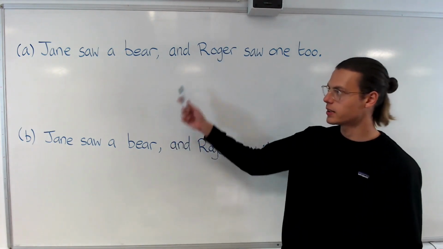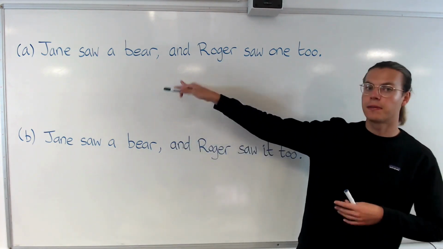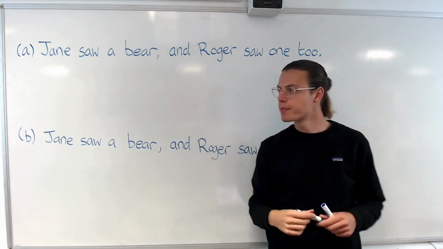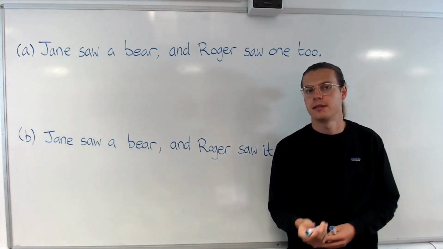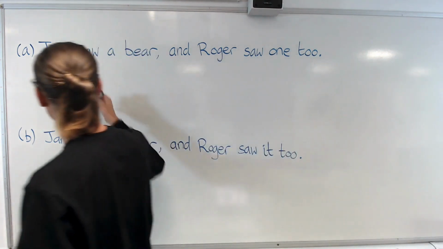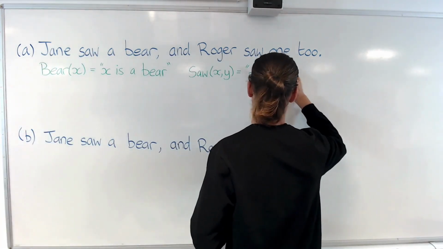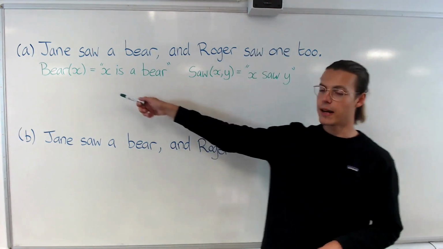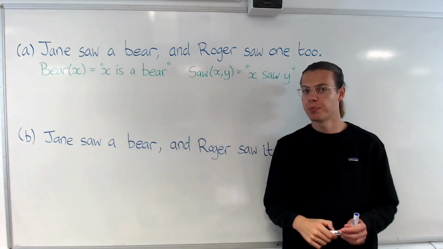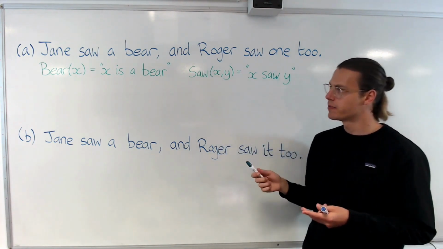In this exercise, our task is to express these statements in predicate logic. Let's take a look at the first statement. Jane saw a bear and Roger saw one too. So the first thing to do is to define some predicates. Now I'm going to define two predicates. So we have bear X, which says that X is a bear, and saw X Y says that X saw Y.